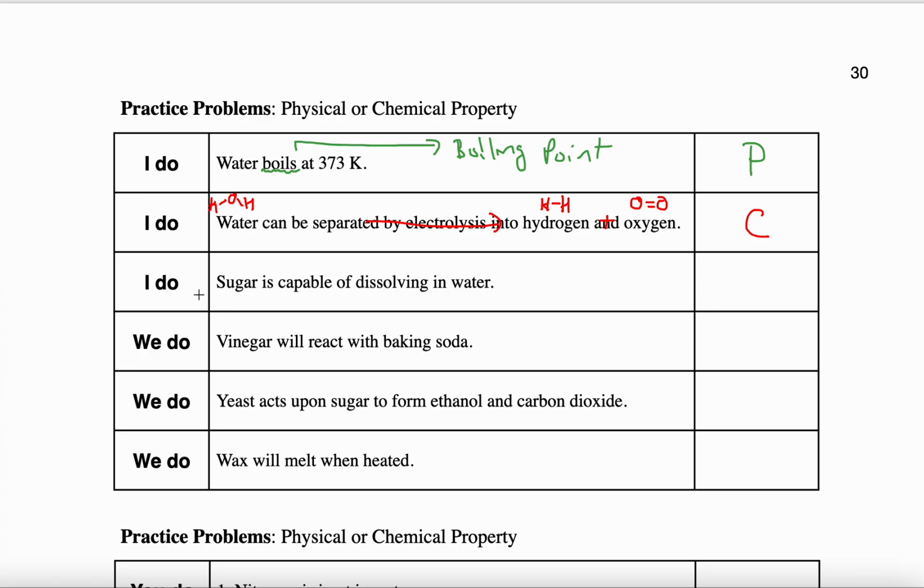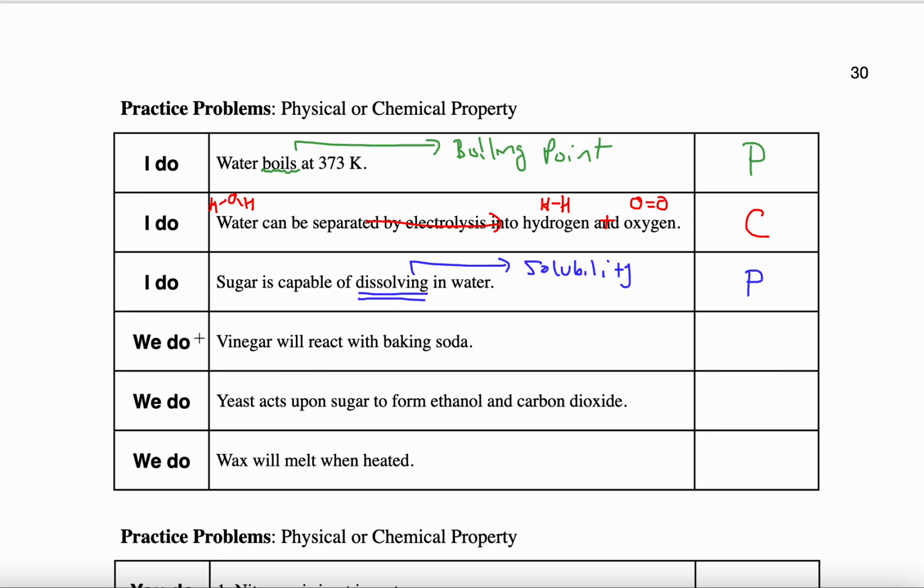Looking at the next I do, it says sugar is capable of dissolving, and that's an important word. So when we are saying, hey, a material dissolves or does not dissolve, we are looking at the solubility of that material. And solubility, being soluble or insoluble, is a physical property of the material.